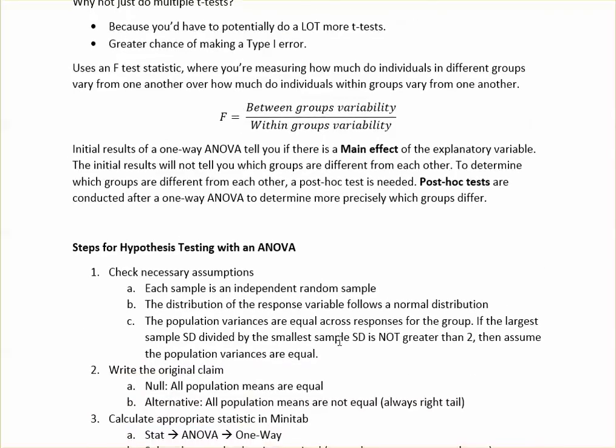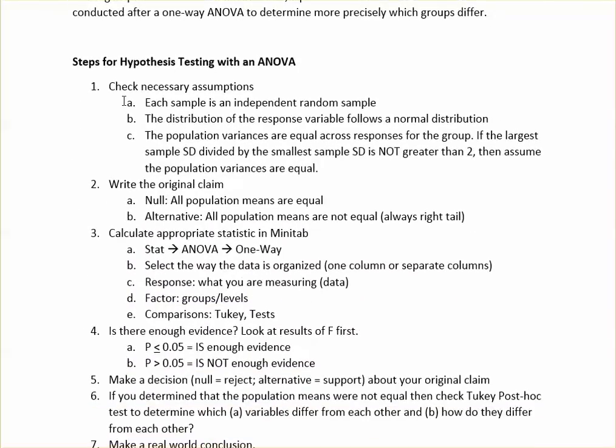So the steps for the hypothesis testing: check necessary assumptions. Each sample is an independent random sample. The distribution of the response variables follows a normal distribution, and the population variances are equal across responses for the groups. In general, most of these we're just going to assume. So even though we're going to check necessary assumptions, this one's just kind of like, yep, we did, we're moving on.